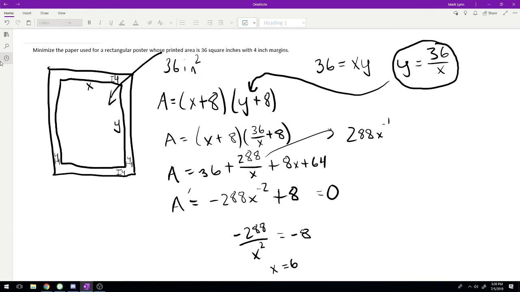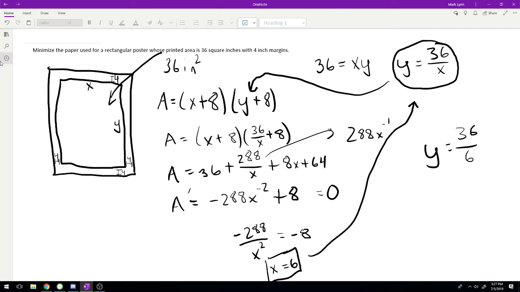Okay, so if x is equal to 6, what's y equal to? Well, we already have y in terms of x up here. So if we plug x into that equation, we would get y equals 36 over 6. So y would equal 6 as well. So the way to minimize the total paper used for this rectangular poster would be to have x equal 6, so the width of the printed area be 6, and the height of the printed area be 6.